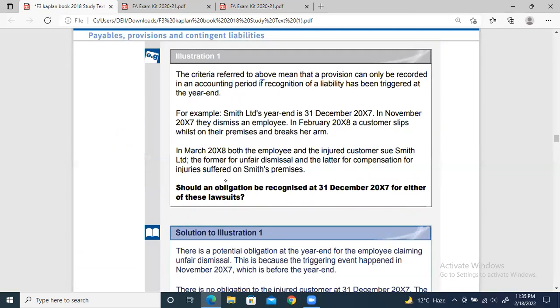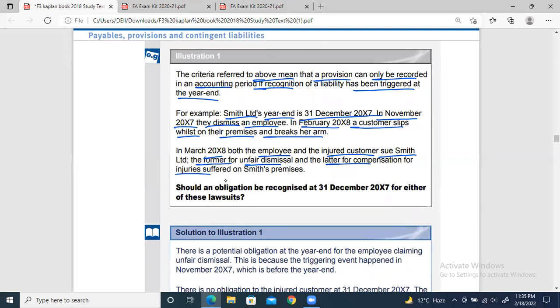The criteria referred to above mean that a provision can only be recorded in an accounting period if recognition of a liability has been triggered by the year end. For example, Smith Limited's year end is 31st December 17. In November 2017, they dismiss an employee. In February 18, a customer slips whilst on their premises and breaks their arm. In March 18, both the employee and the injured customer sue Smith Limited, the former for unfair dismissal and the latter for compensation of injuries.